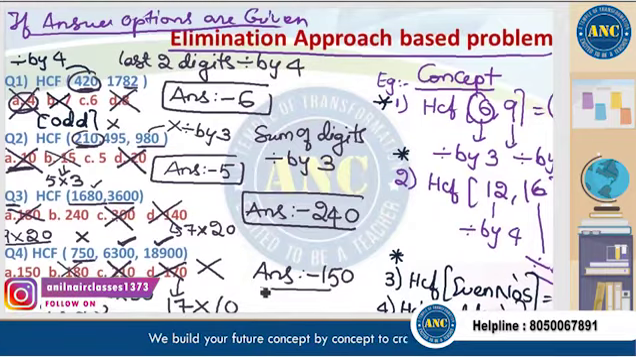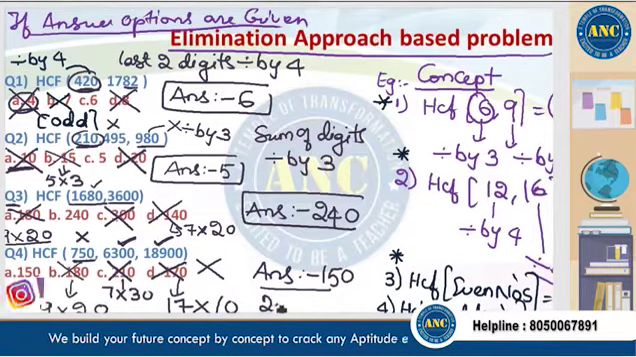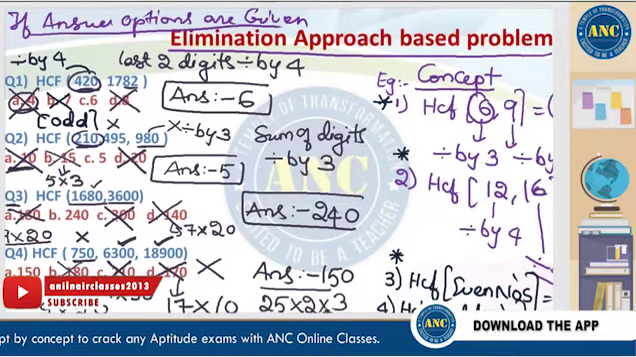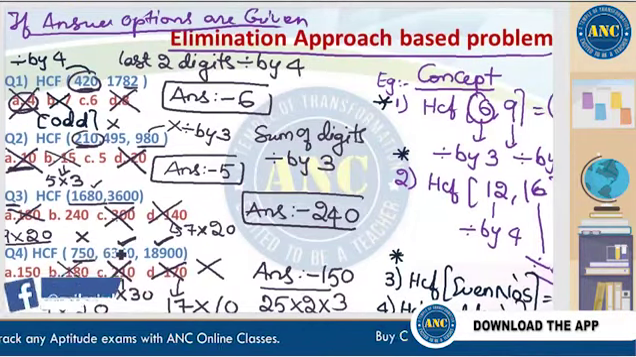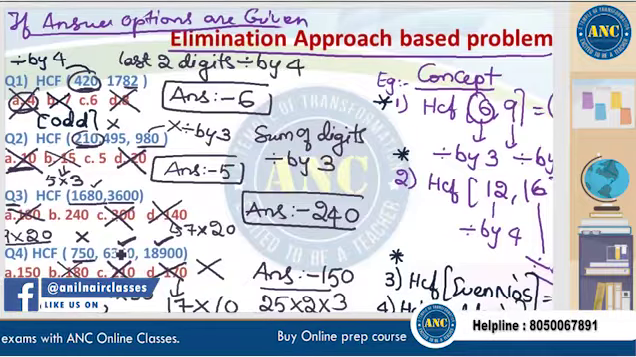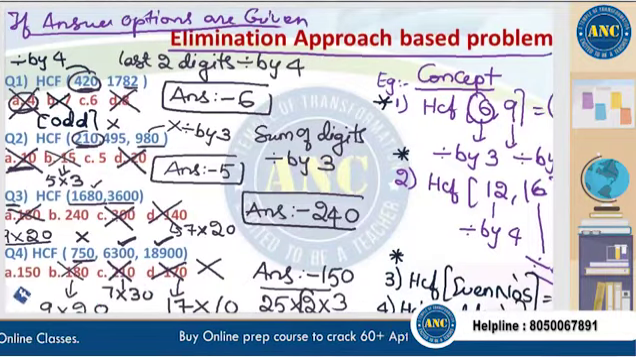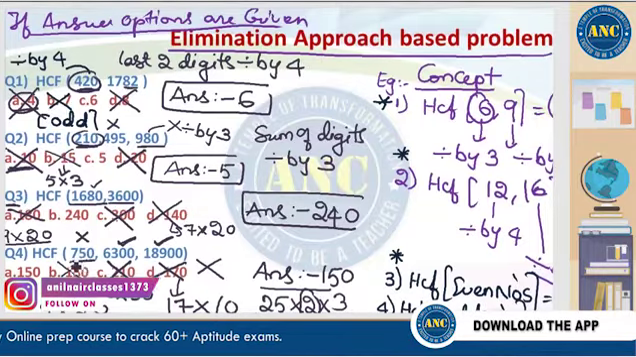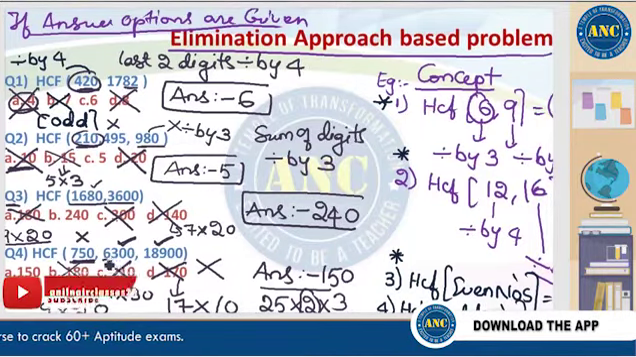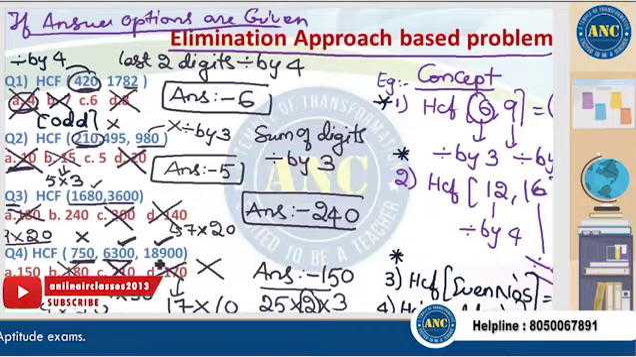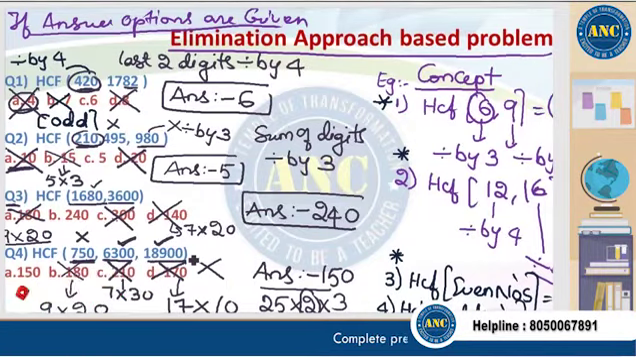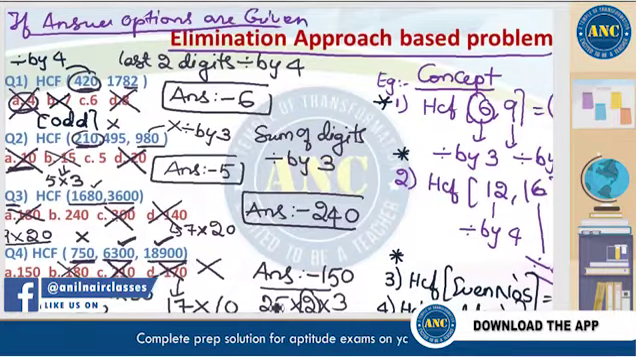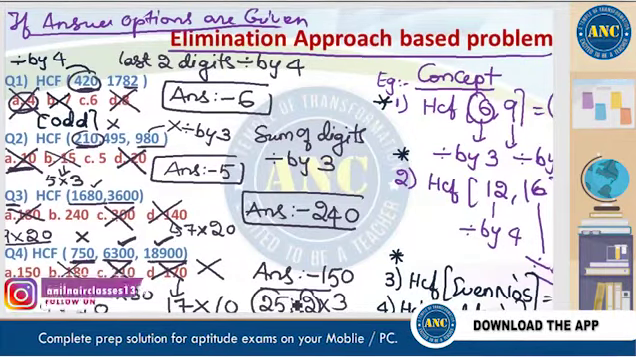150 is nothing but 25 into 2 into 3. Answer will have 2 because these are all even numbers. HCF of even numbers is an even number. So answer will be 2. Answer will be 3 because 750 is divisible by 3, 6300 is divisible by 3, 18900 is divisible by 3. So answer is also divisible by 25.